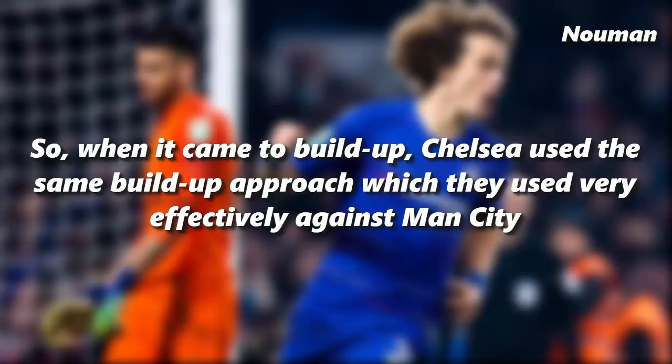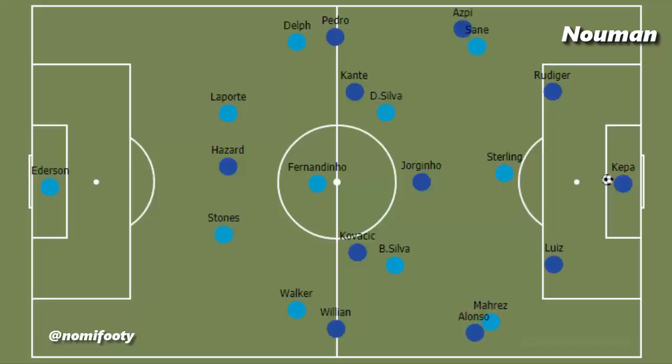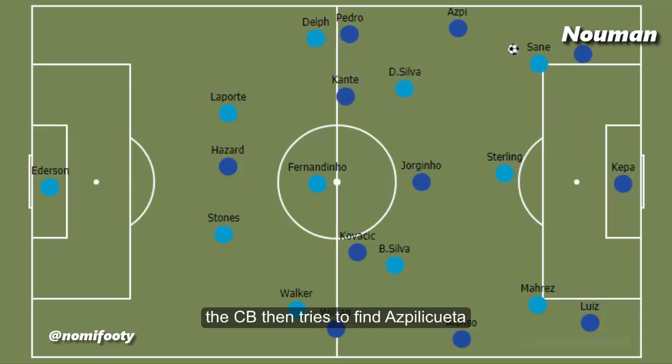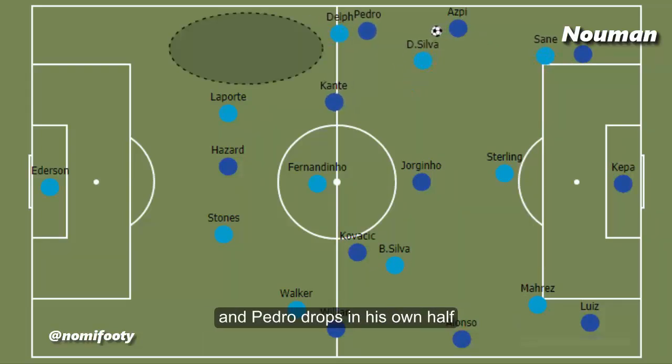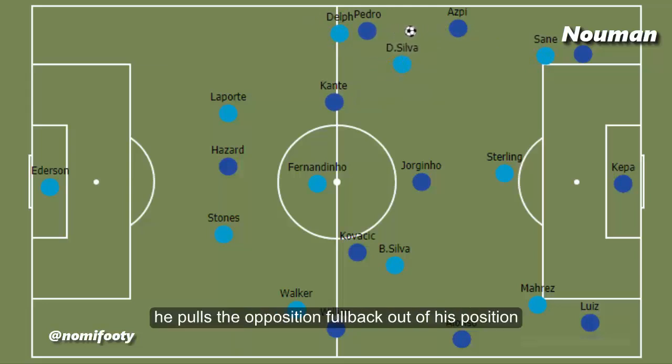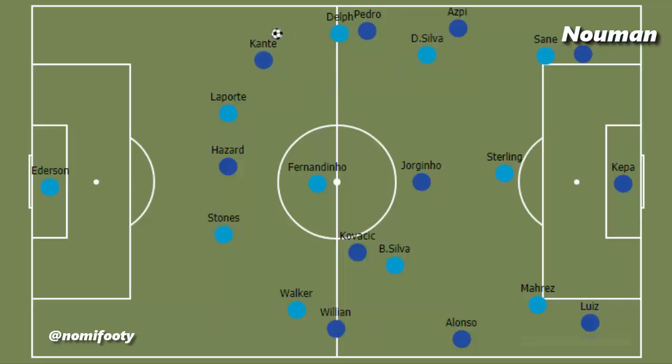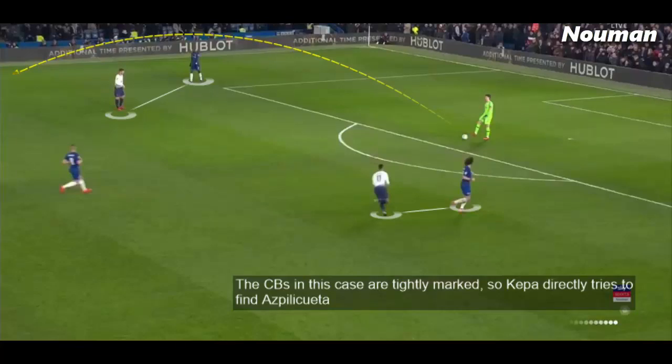When it came to build-up, Chelsea used the same build-up approach which they used very effectively against Manchester City. So as we can see here in this animation, the centre-backs usually spread wide, and Kepa tries to find the centre-back. The centre-back then tries to find Azpilicueta, and Pedro drops in his own half. As Pedro drops deep, he pulls the opposition fullback out of his position to create space for N'Golo Kante. The centre-backs in this case are tightly marked, so Kepa directly tries to find Azpilicueta.